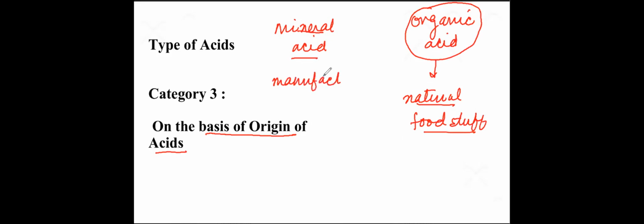You have to prepare them either in the lab or by large scale manufacturing, so those are called your mineral acids. So on the basis of the origin, you can name them as mineral acids, and you can name them as organic acids, right? So that's all about the introduction of an acid. In the next video, I'll be talking about the chemical and the physical properties of an acid.